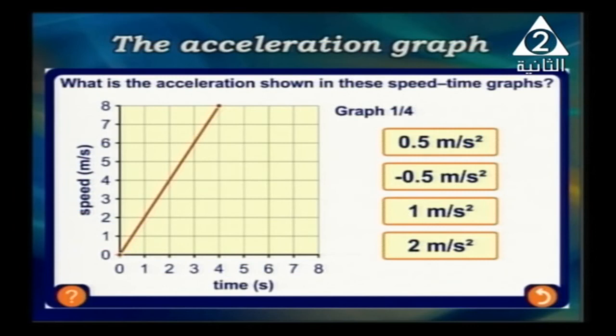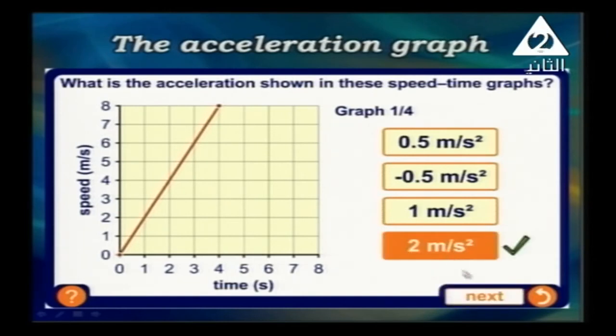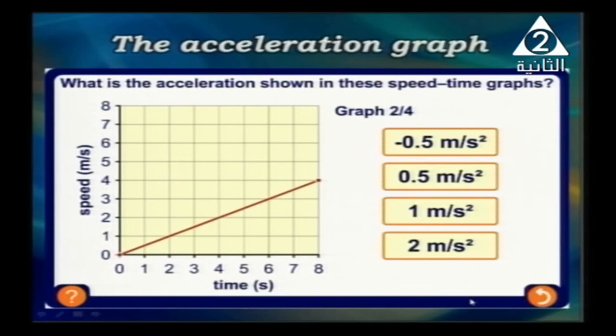Here we have another acceleration graph to make shown this speed time graph. Here we have speed and time, and try to make it. We have 8 here and we have 4. What's meant by acceleration here? What's the acceleration? It's 2 meters per second square, mister. Thank you. It's right.